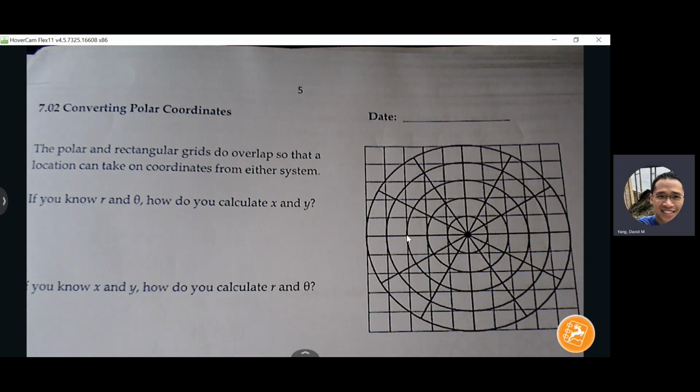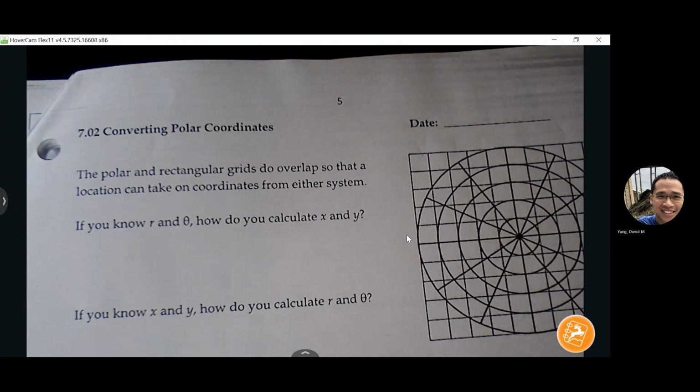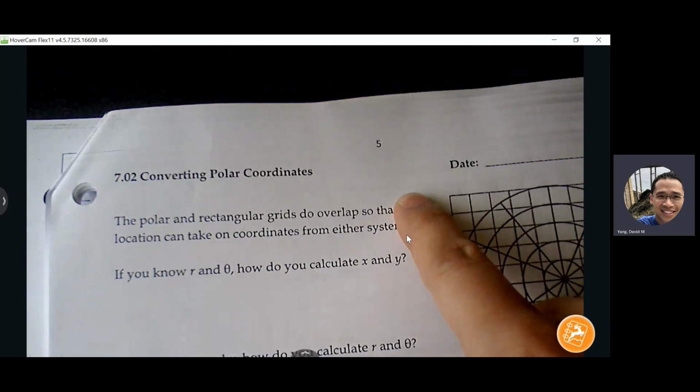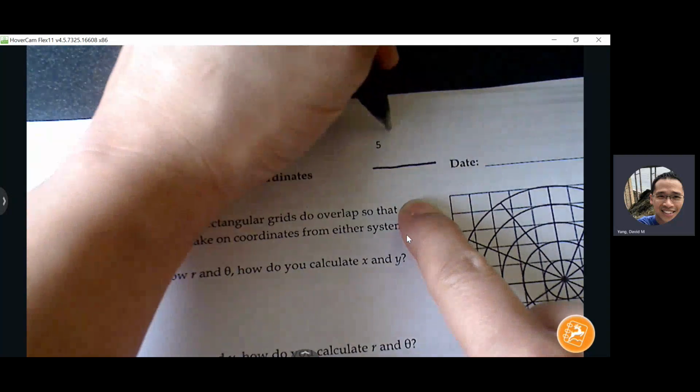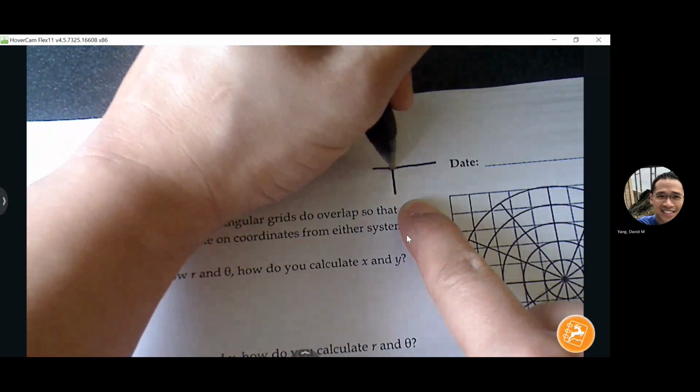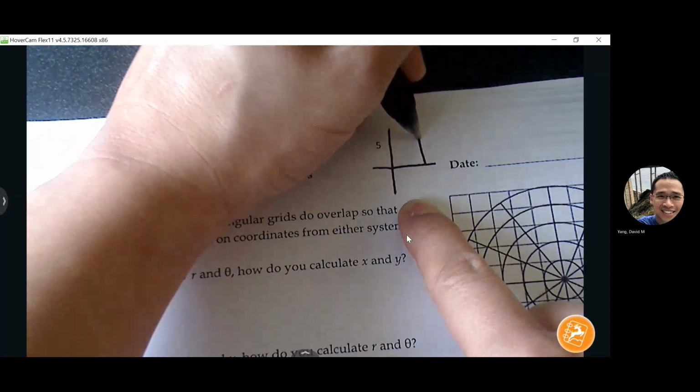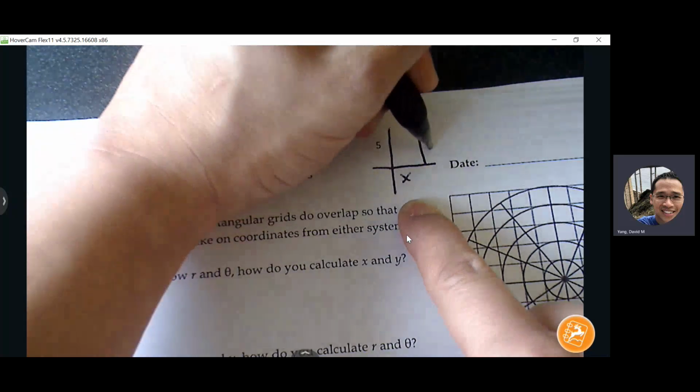Okay, so a lot of what we're gonna do today will feel very familiar. We just have to kind of get used to polar graphs. But at the top of the page here, just as a reminder, we know that we can get to a point on a graph from a rectangular perspective.